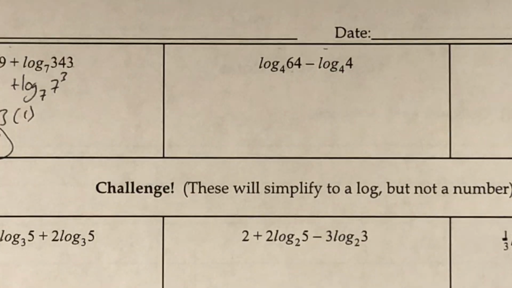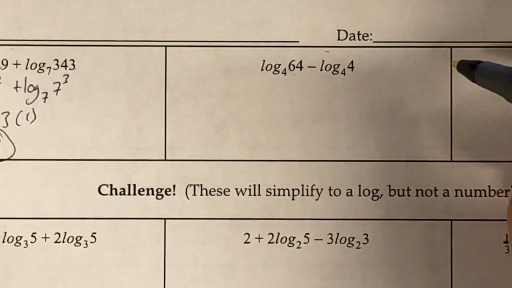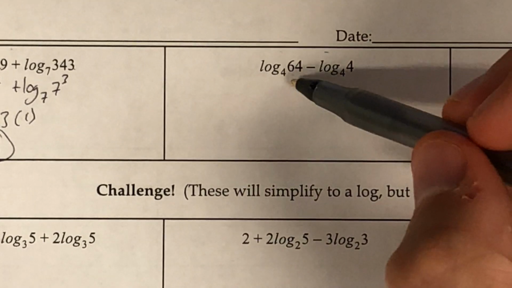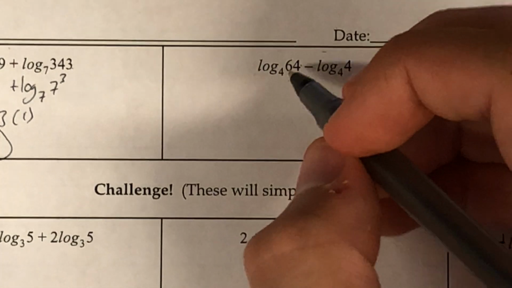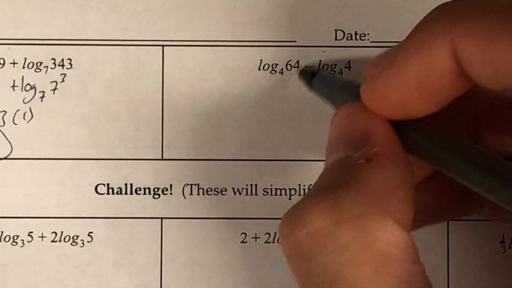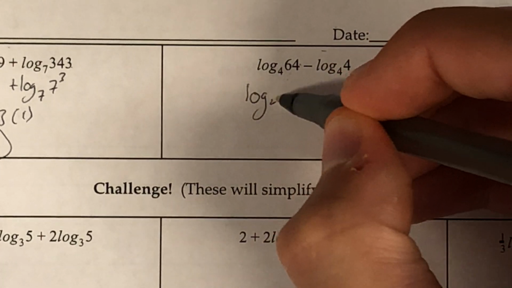Okay, next one. Log base 4 of 64 minus log base 4 of 4. Again, you could do it either way because 4 times 4 is 16 times 4 is 64. So it'll work either way, so let's just keep them separate. Actually, I'll put them together here this time just for review.